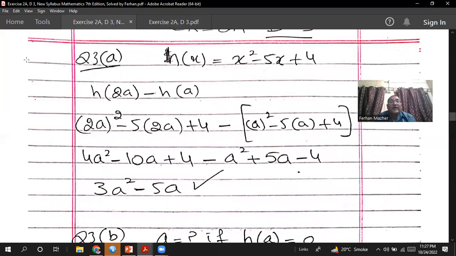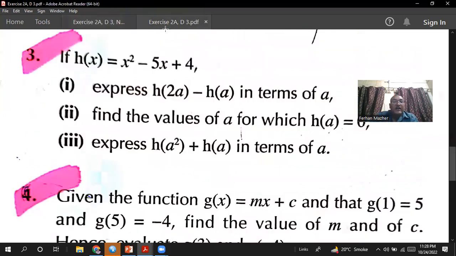h of 2a minus h of a. So it will be (2a) whole square minus 5 into 2a plus 4, minus square bracket, and then you will have a square minus 5a plus 4, square bracket close. Then you will have 4a square minus 10a plus 4 minus a square plus 5a minus 4. So it will be 3a square minus 5a. So this is how you will do question number 3, the first part, I mean.